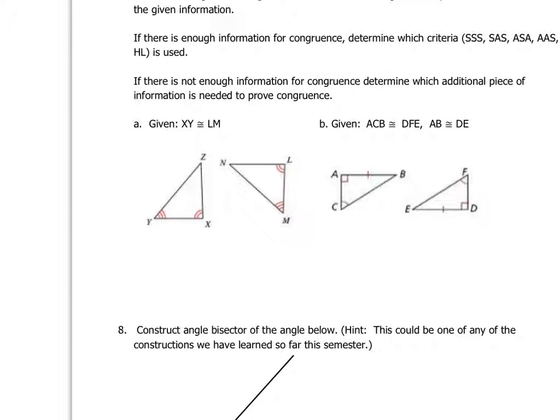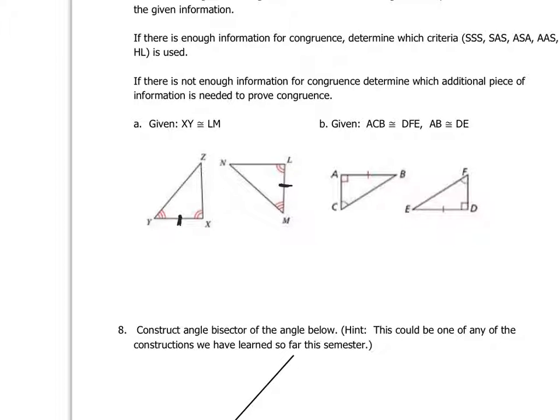So on A, we are given that XY is congruent to LM, and let's see if they put that in. They did not, so we're going to have to add that to our picture. So XY is this side, and then LM is this side. And then they already had two pairs of angles that they've shown are congruent on the picture, so I'm going to use that also, even though it's not been written down as given.